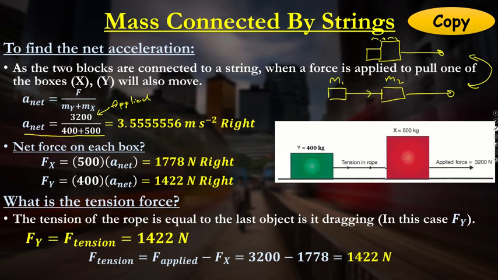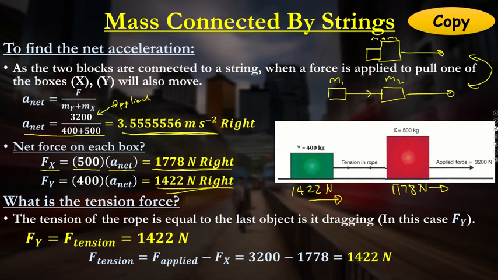If you want to try and find the net force experienced by each individual box, for X it will be the mass times the net acceleration. That's the number I have here. And it has a net force of about 1,778 newtons towards the right. And for Fy, it has 1,422 newtons also to the right.